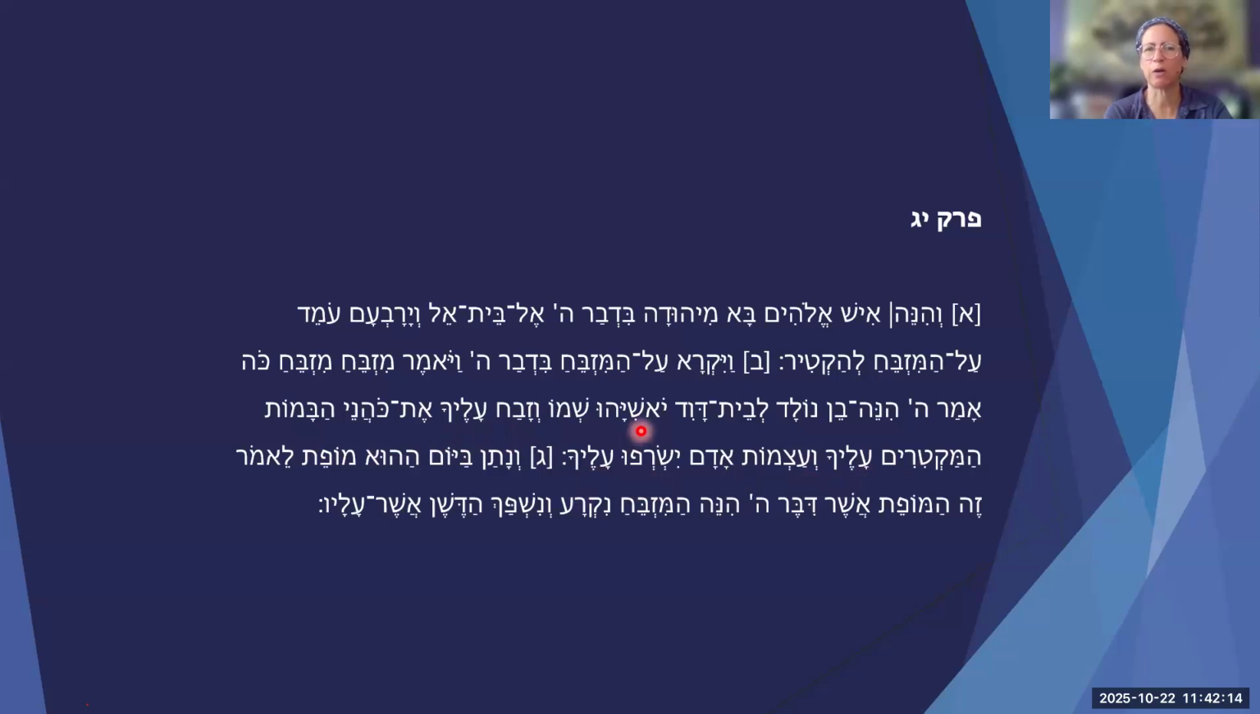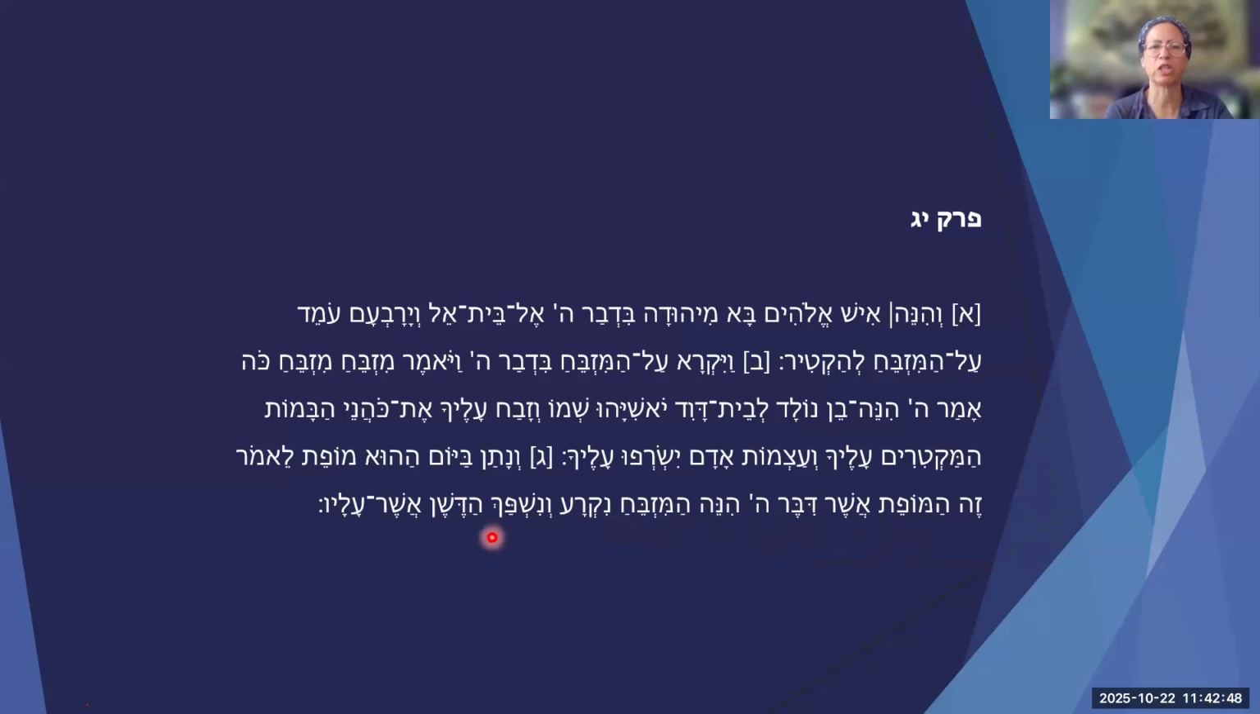What does he say this Yoshiyahu is going to do? He's going to sacrifice upon you, the Mizbeach. He's talking to the Mizbeach. He's going to sacrifice upon you the Kohanim of these Bamot that are serving in this stupid temple. And Atzmot Adam Yisrafu Alecha. Human bones will be burned on you. Not only that, V'natan bayom ahu mofet, he's going to give a sign, this Yoshiyahu, Lemor, Zeh mofet asher diber Hashem. This is the sign that God has given.